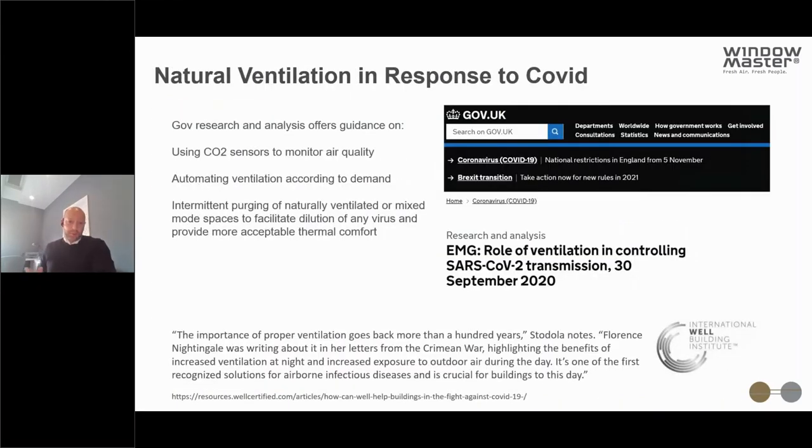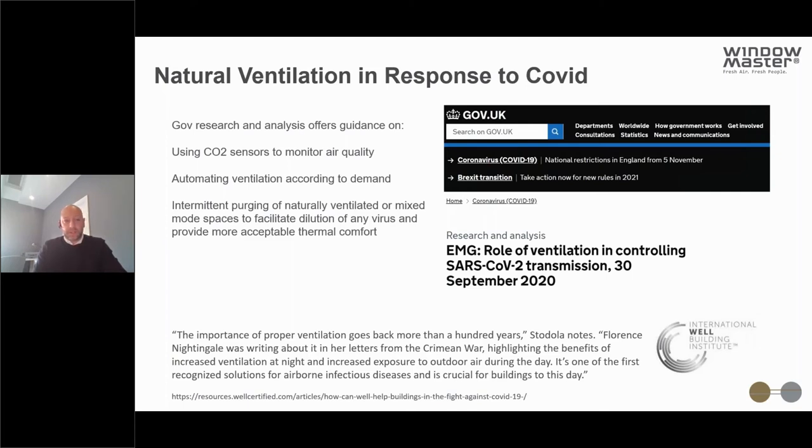More recently, of course, we're all addressing the challenges around COVID, and there's a number of documents which have helped give us some guidance on that. The government website and some research that they're promoting talks about using CO2 sensors to monitor air quality in spaces. Of course, any ventilation strategy in a building around COVID needs to be part of a holistic strategy and consider all of the risks and other measures like social distancing.